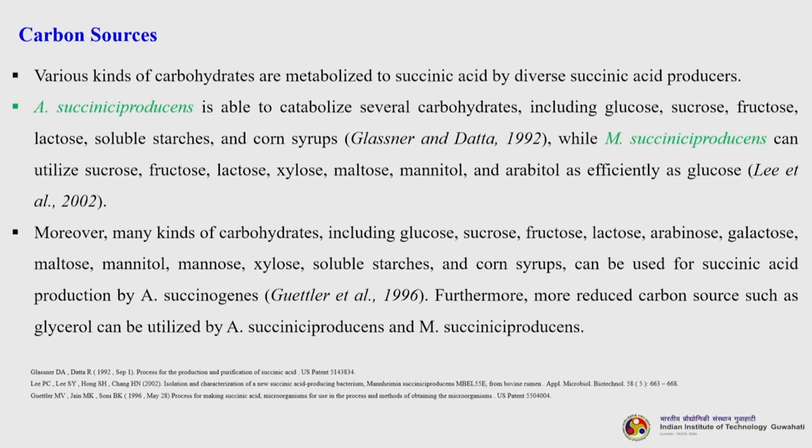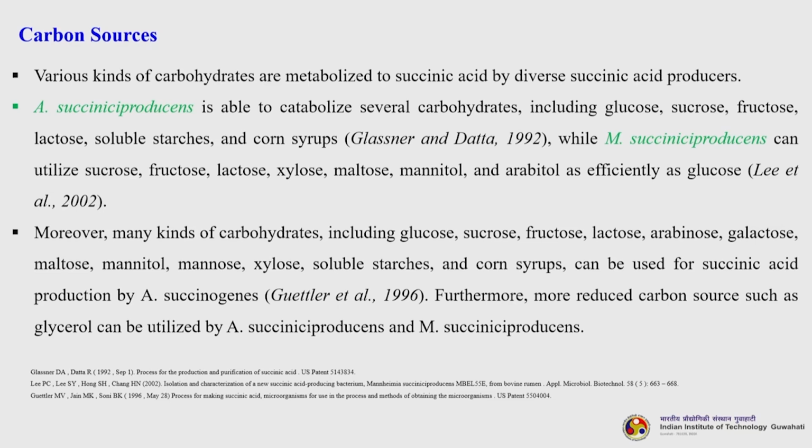Various kinds of carbohydrates are metabolized to succinic acid by diverse succinic acid producers. A. succiniciproducens is able to catabolize several carbohydrates that include glucose, sucrose, fructose, lactose, soluble starches as well as corn syrups, while M. succiniciproducens can utilize sucrose, fructose, lactose, xylose, maltose, mannitol and arabitol as efficiently as glucose. Moreover, many kinds of carbohydrates including glucose, sucrose, fructose, lactose, arabinose, galactose, maltose, mannitol, mannose, xylose, soluble starches and corn syrups can be used for succinic acid production by A. succinogenes.